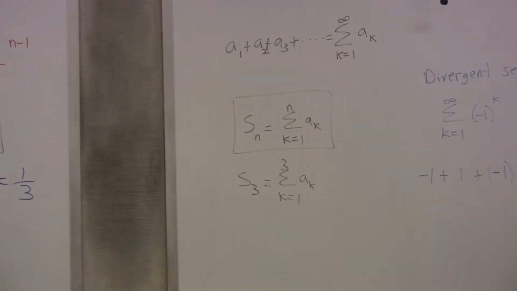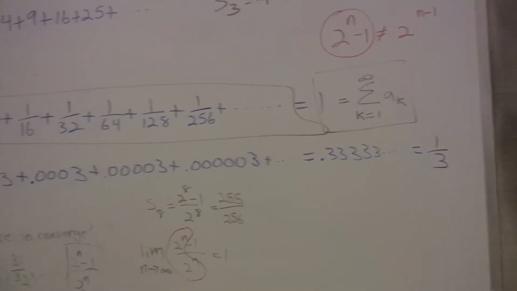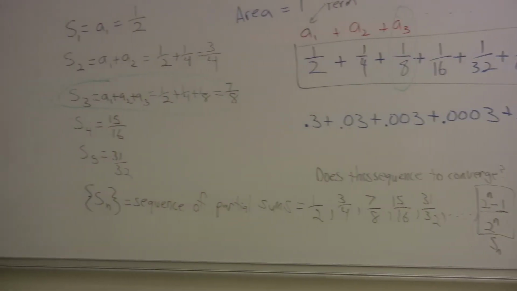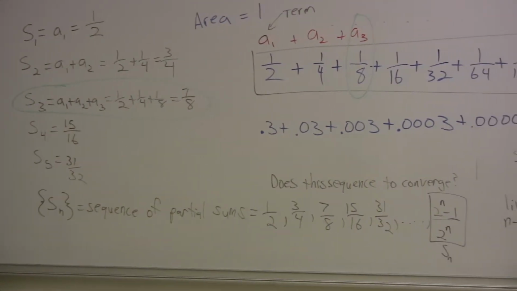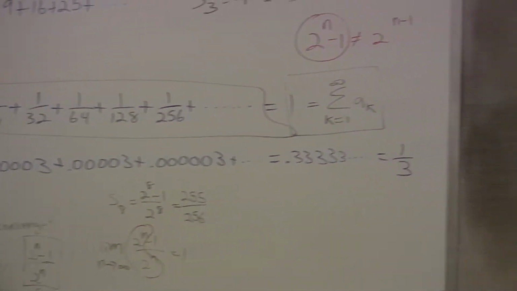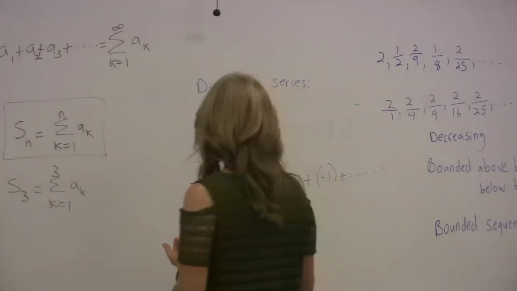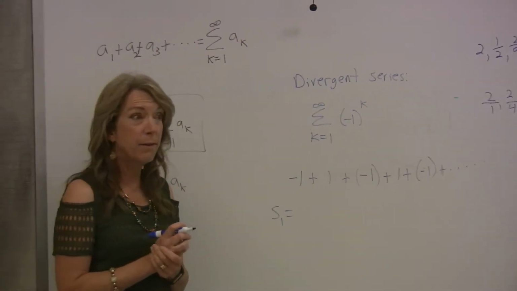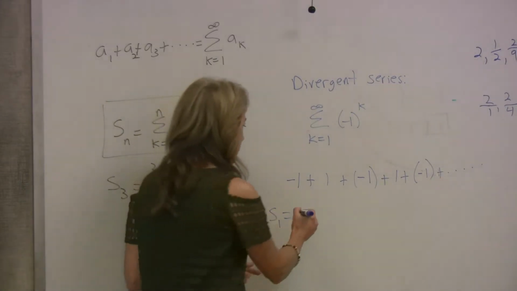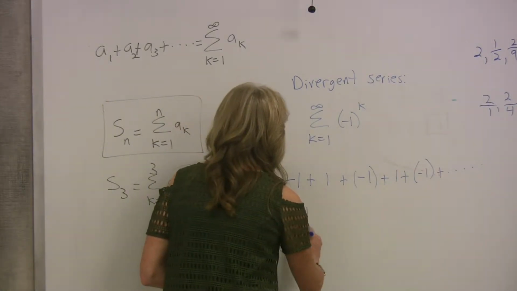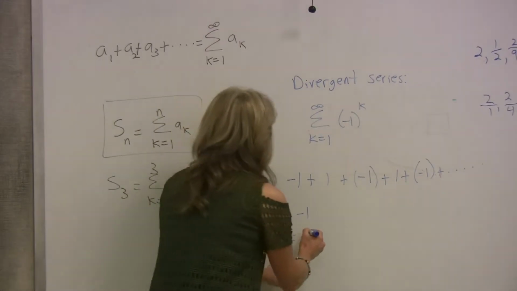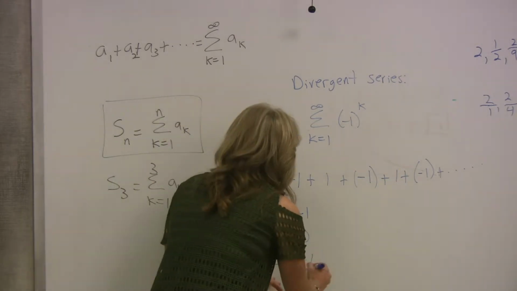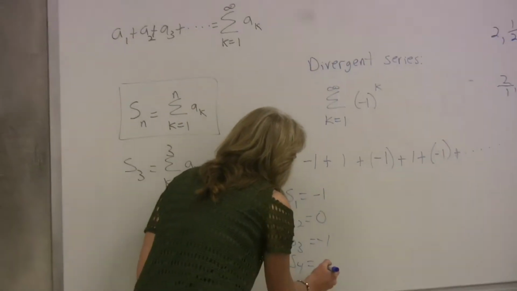Top of page 118? The sum of the series is the limit of the sequence of partial sums. So maybe we should look at some partial sums and see what this guy's doing. What's S1? What's the sum of the first term? -1. What's the sum of the first two terms? 0. What's the sum of the first three terms? -1. What's the sum of the first four terms? 0. Aha.